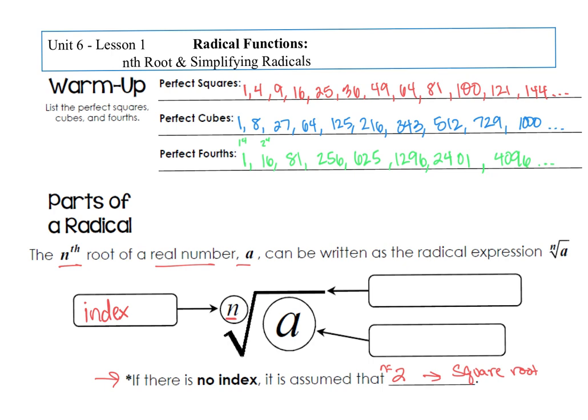The little house is actually called a radical. And then the number underneath the radical has a name too. It's called a radicand. We'll be using those words frequently, and hopefully you'll get used to them.